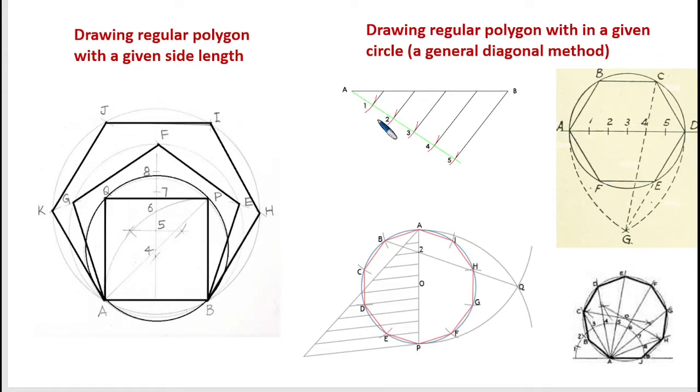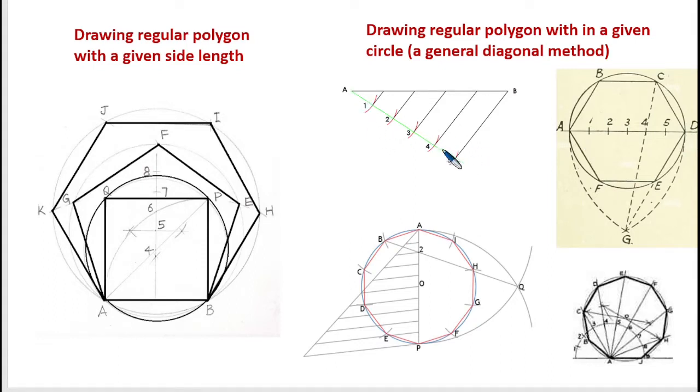Suppose you want to make a pentagon. So you divide the diameter into 5. 1, 2, 3, 4, 5. You divide. This is your hexagon. 1, 2, 3, 4, 5, 6. 6 equal parts. And then what you do is, it is very easy to divide a line.